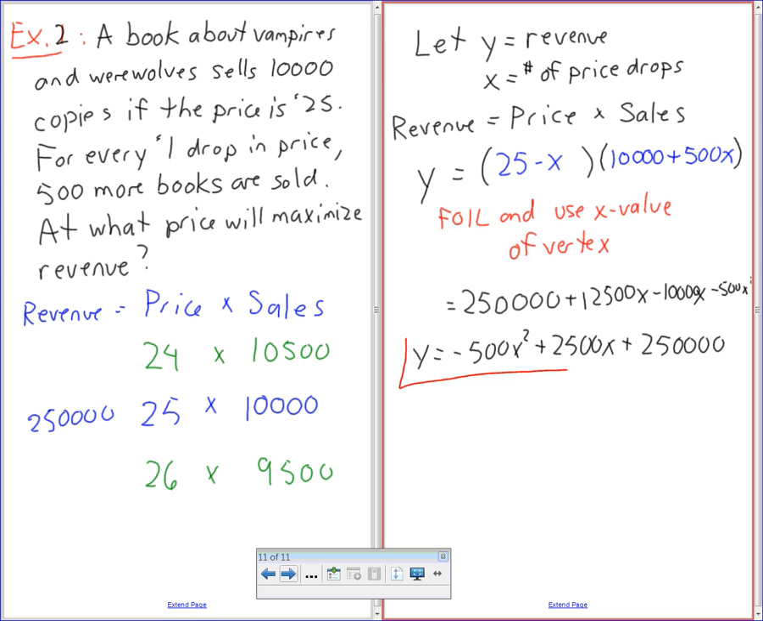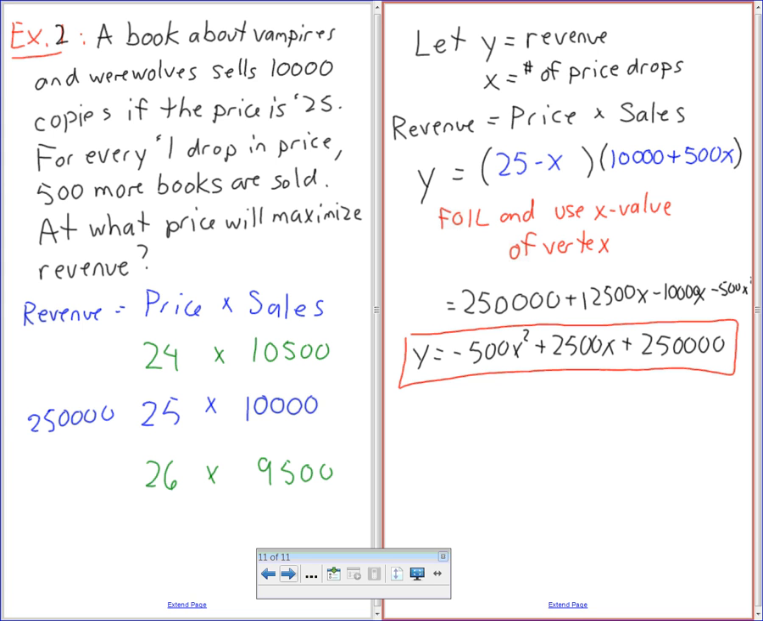Okay, so I just FOILed it out. That's all I did. Now I want to find the x coordinate of the vertex because that will help me set the price. Once I get the x coordinate of the vertex, that will tell me how many times I've changed my price. Once I have that, I can sub it in and find what the price is going to be. Can someone be brave and tell me the new magical way I can instantly find the x coordinate of the vertex with no difficulty?